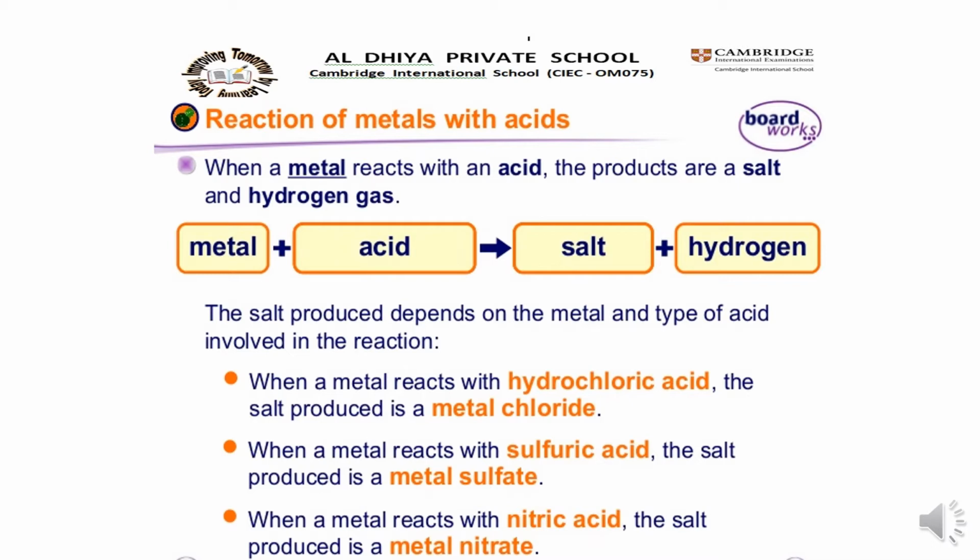The salt produced depends on the metal and the type of acid involved in the reaction. When a metal reacts with hydrochloric acid, the salt produced is a metal chloride. When a metal reacts with sulfuric acid, the salt produced is a metal sulfate. When a metal reacts with nitric acid, the salt produced is a metal nitrate.